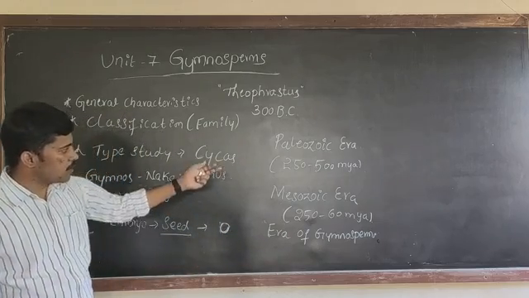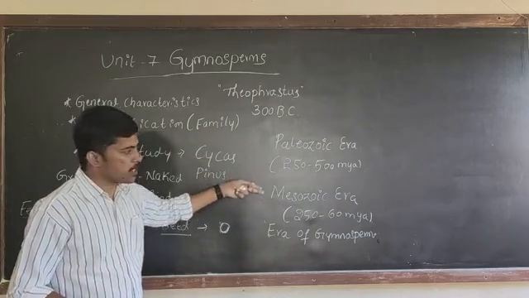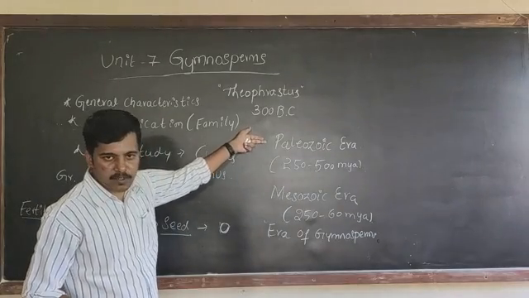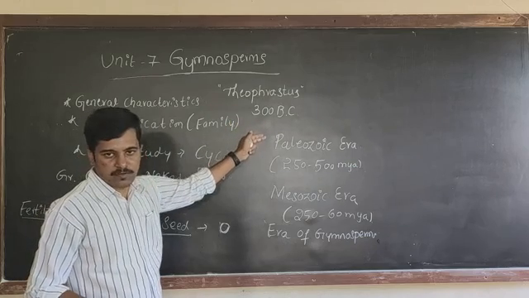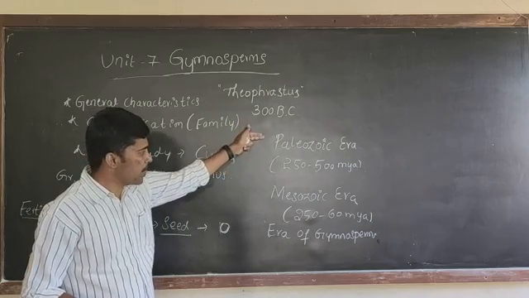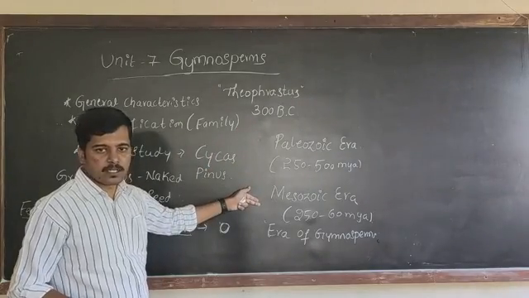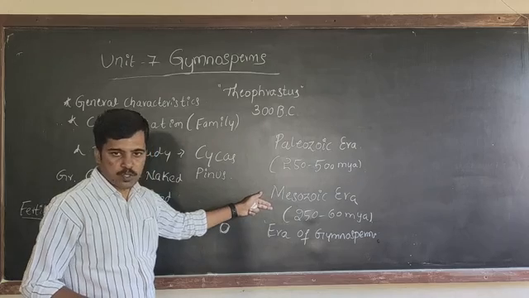So, this is about the origin of gymnosperms. Actually, they started originating on the Earth in the Paleozoic era, that is around 350 to 500 million years back. But they were dominant on the Earth's surface in the Mesozoic era.